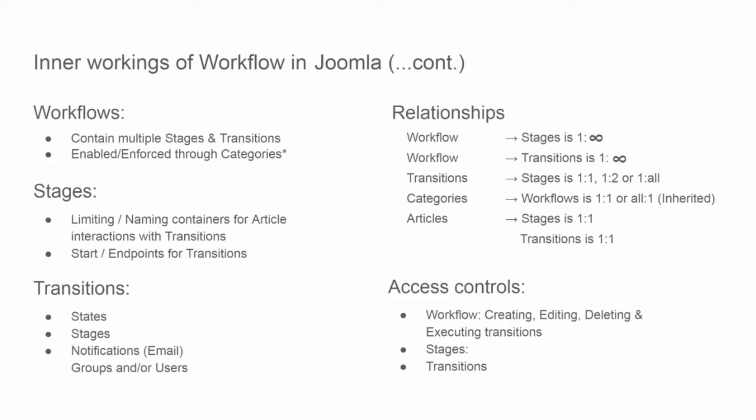Categories are one-to-one or all-to-one, where they can be inherited. And for articles, stages and transitions are one-to-one. Access controls are basically creating, editing, deleting, executing transitions at the workflow level. At the stages level, there is editing and deleting and changing. And then at transitions, again, you've got creating, editing, deleting, and executing transitions.